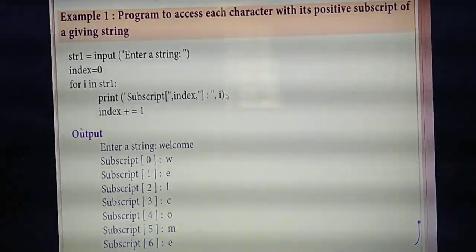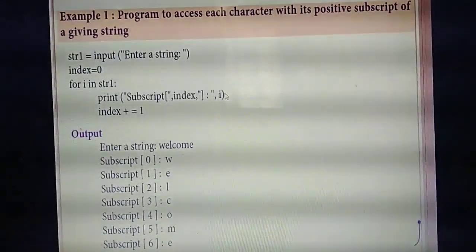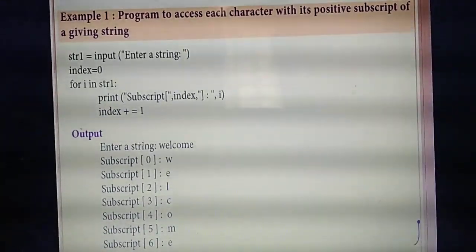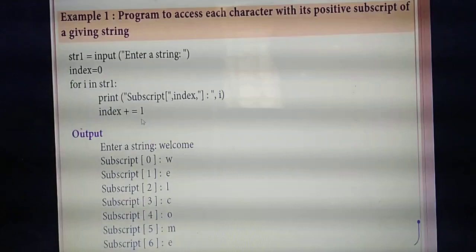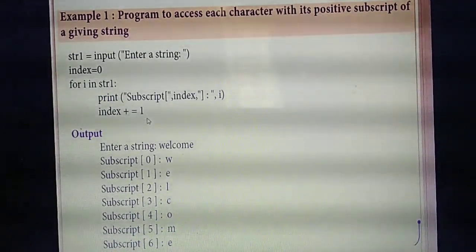So each time the index value needs to get incremented. For example, first 0, next 1, 2, 3. So the index value needs to get incremented by 1. So in the next line you are writing index plus equal to 1. What's the meaning of this line? It means each time the index value will get increased by 1.